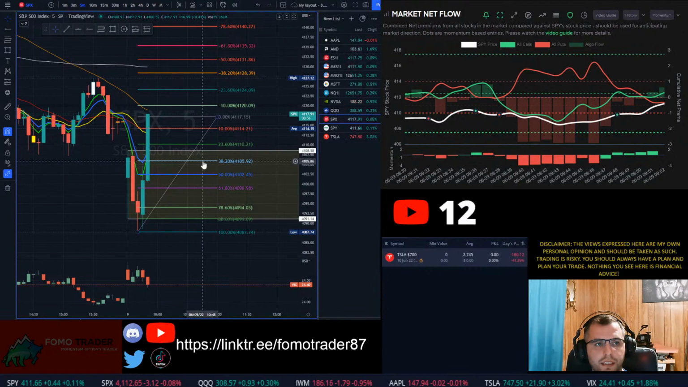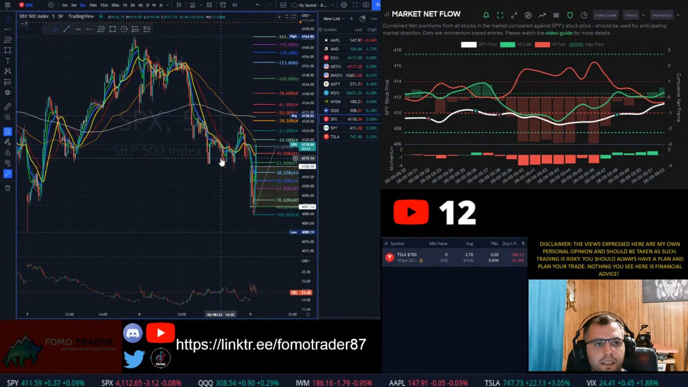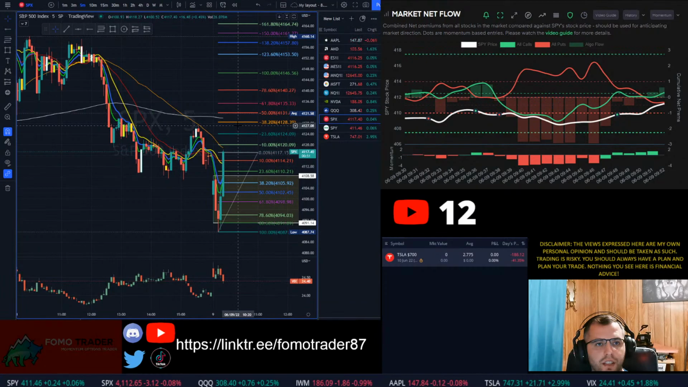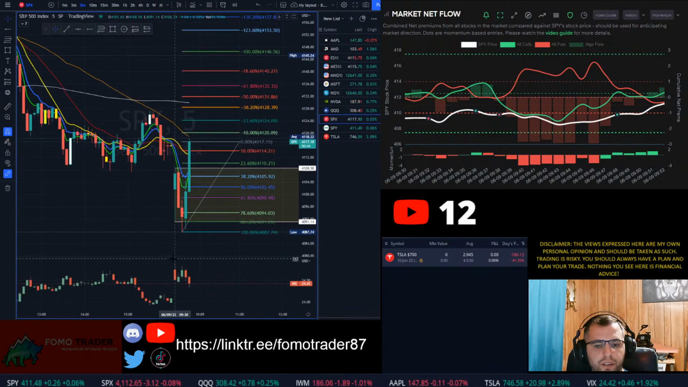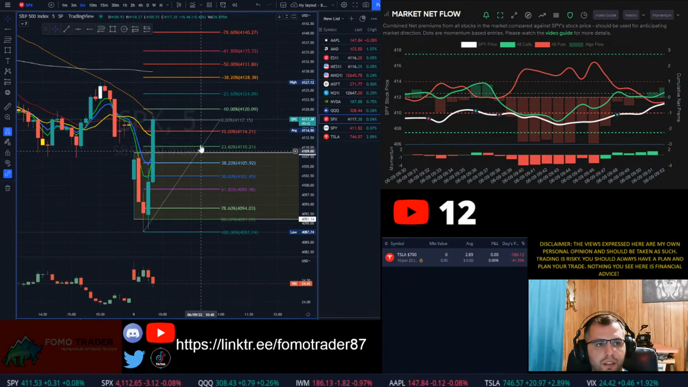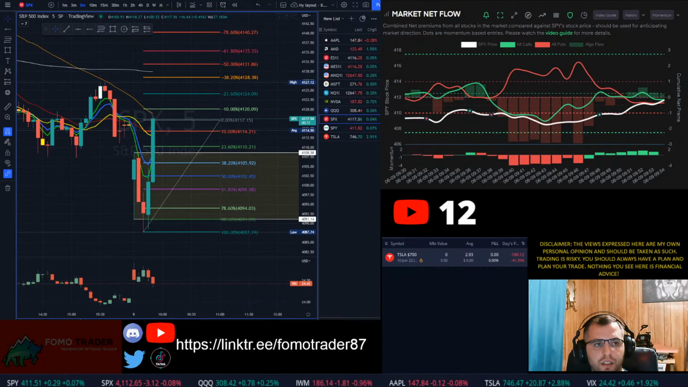So SPX, I'd like to see a pullback, because above 41.30 we could see a nice move up to about 41.50. So I'd like to see a little pullback here to about where we opened. But looking at the market net flow, we got some serious choppiness going on here and a bunch of indecision. So going to be patient on this next play.